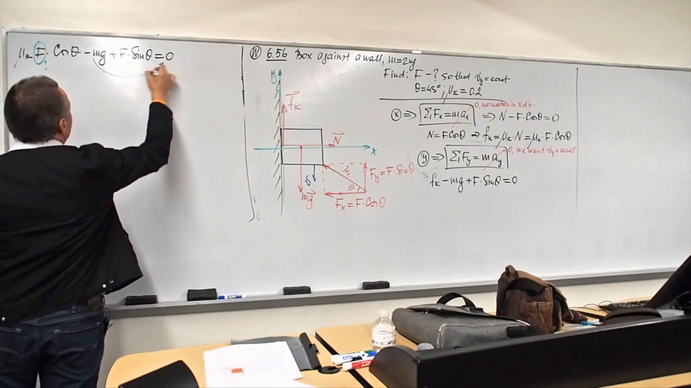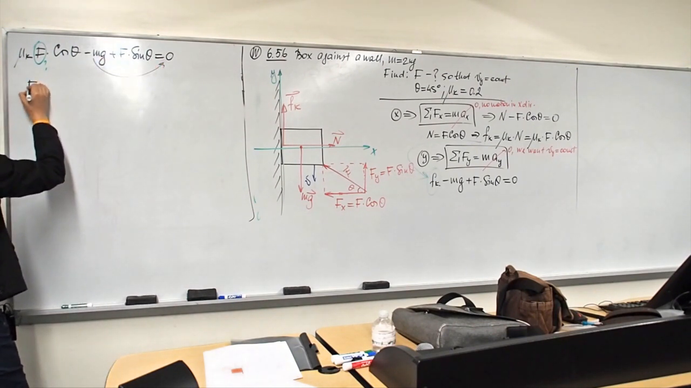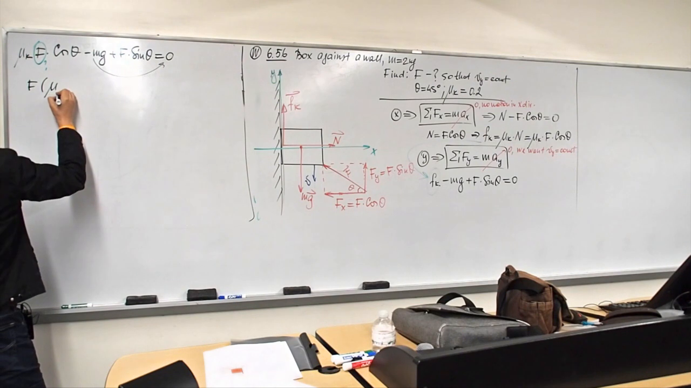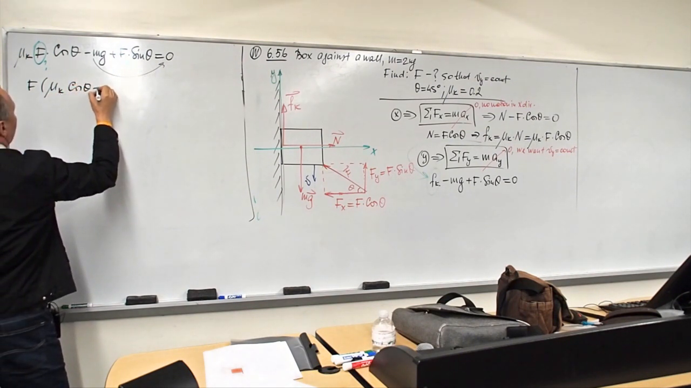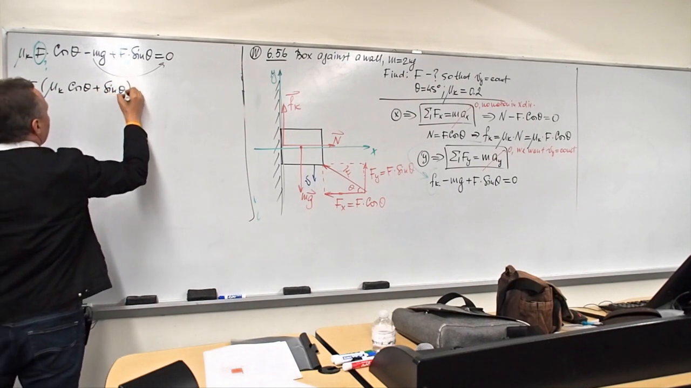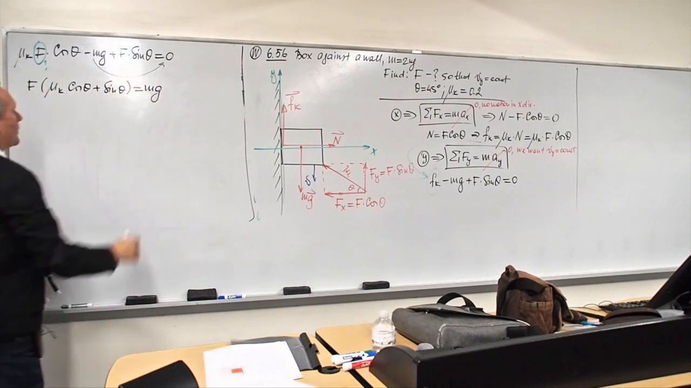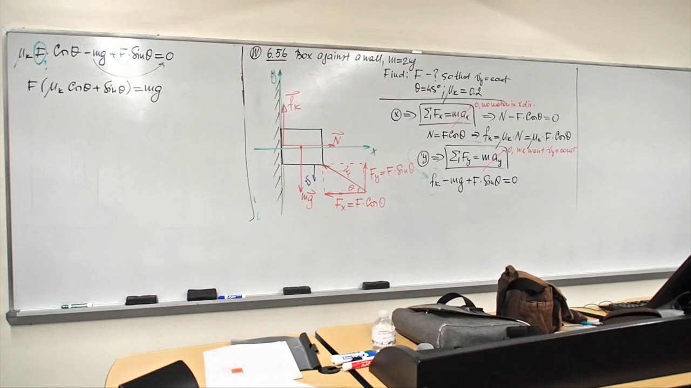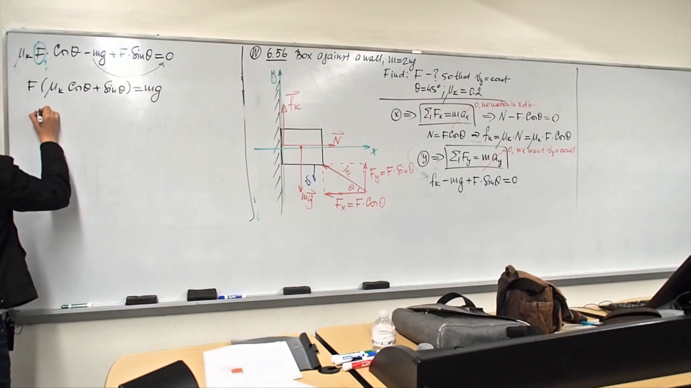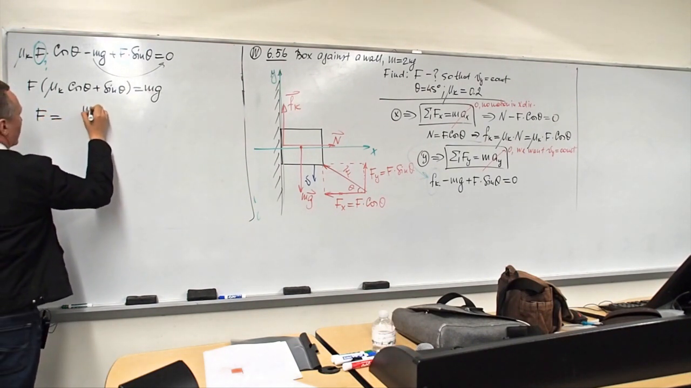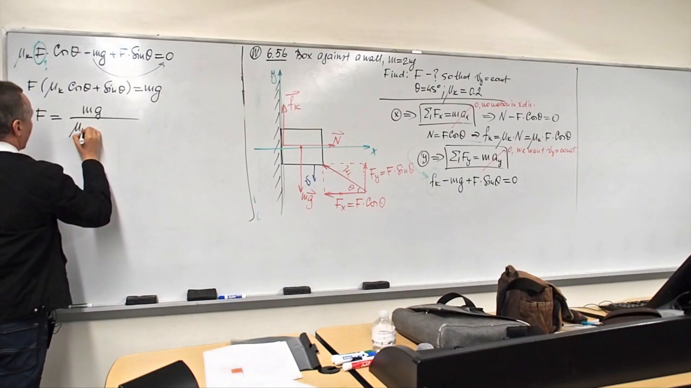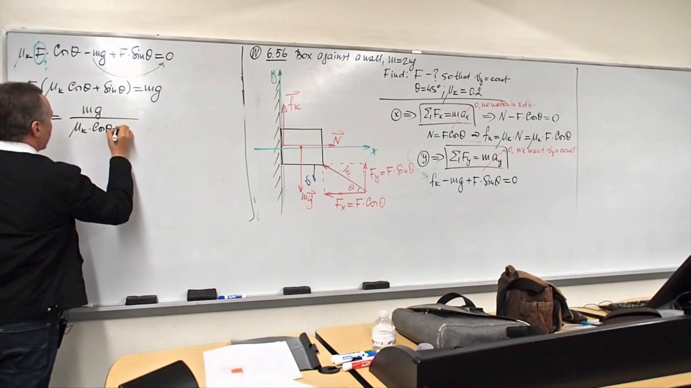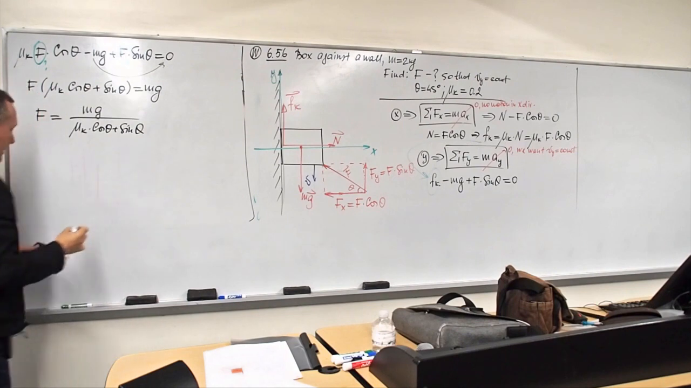This mg goes to that side. Here I will factor out F. So it will be mu k cosine theta plus sine theta equals m times g. And so from here, F equals weight, force of gravity, divided by mu k cosine theta plus sine theta.